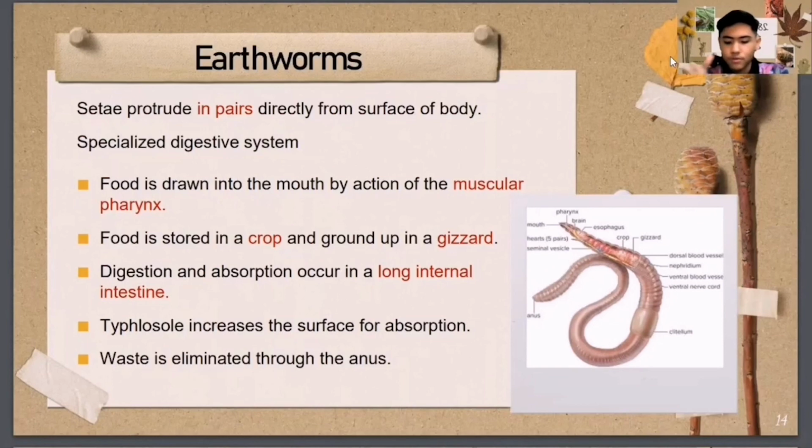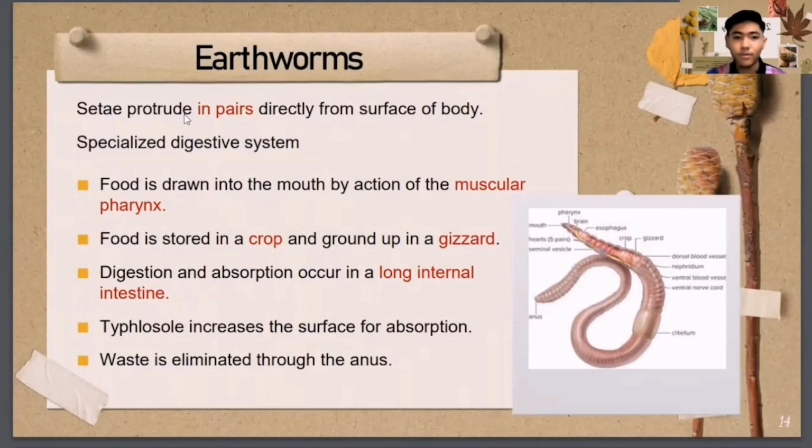So, you may refer to your textbook, which is on page 515. On an earthworm, there are setae that protrude in pairs from the surface of the body. Setae means short hair, while protrude means something that sticks out. So this sentence means short hairs that stick out in pairs from the surface of the body.